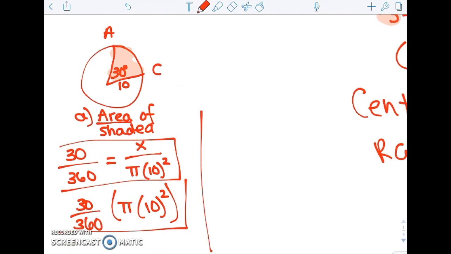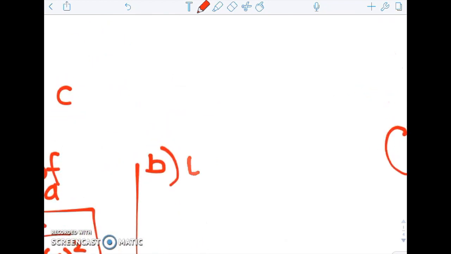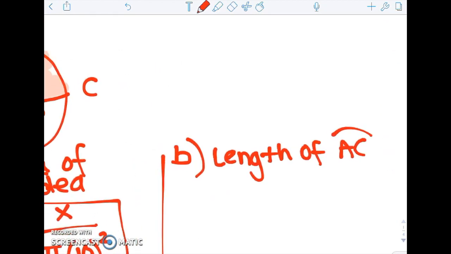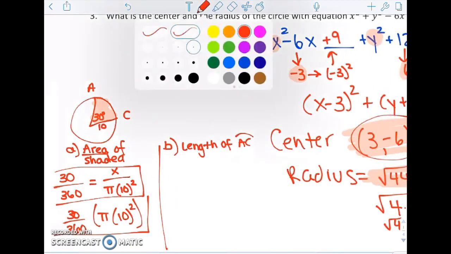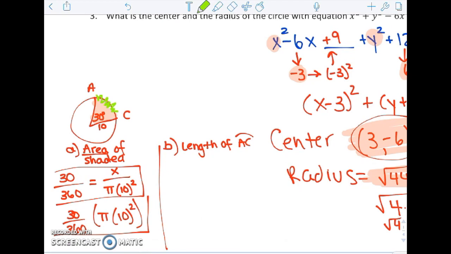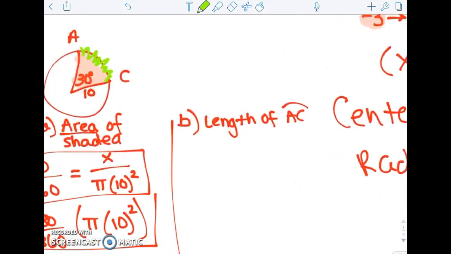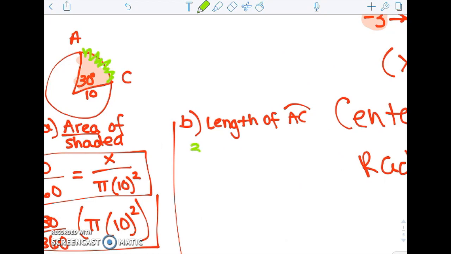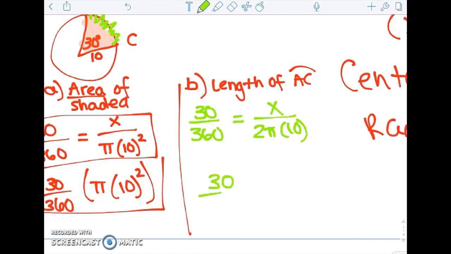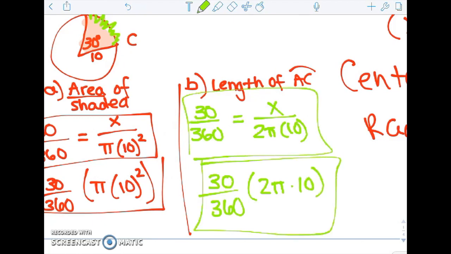Now let's say I wanted to find the arc length. So for part B on this, I'm going to find the length of arc AC. So now what I'm talking about is the length of this piece, which is no longer a piece of the area, it's a piece of the circumference. So I'm going to say this is still 30 out of 360, but now I want to know the part out of the circumference, which is 2 pi r. Or you could say 30 over 360 is the fraction, and the whole circumference is 2 pi r, and get it that way. So again, either of these ways work perfectly, but make sure you know one of them.